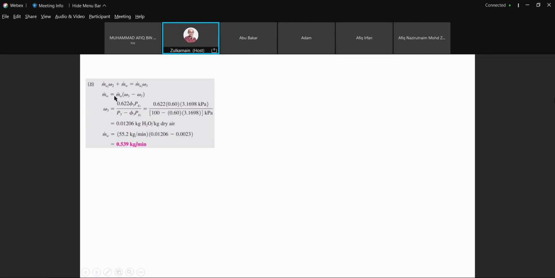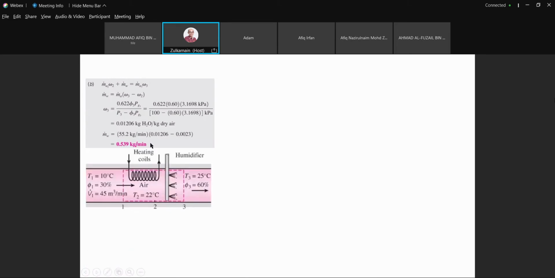So we want to get the m dot w. This is the formula for m dot w. Then we need to define omega 3, so this is the formula to get omega 3. Once we get omega 3, we can solve for m dot w. Meaning that we have to put in 0.539 kilograms of water vapor every minute.